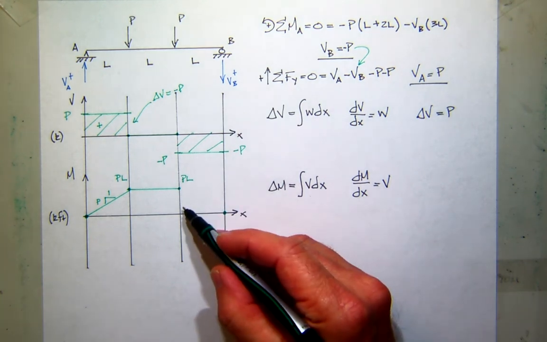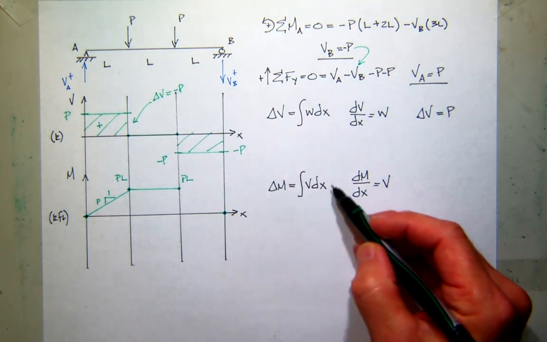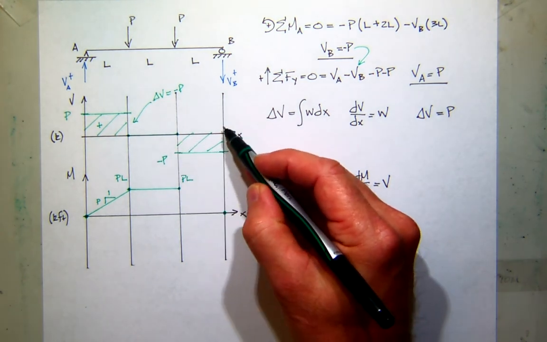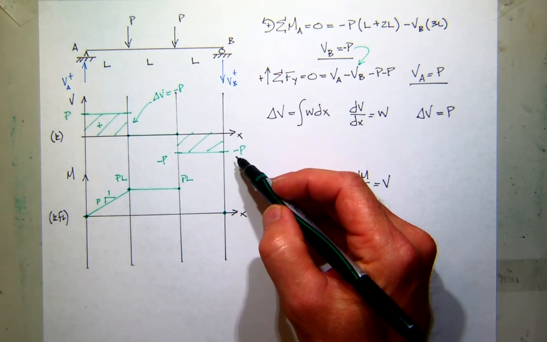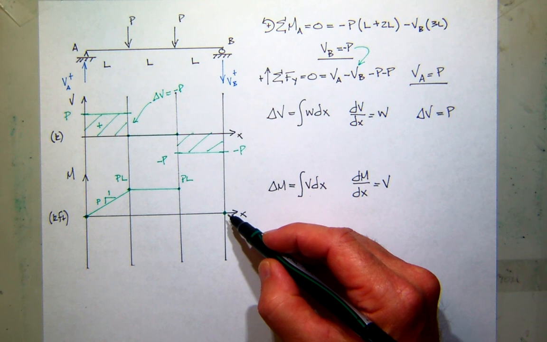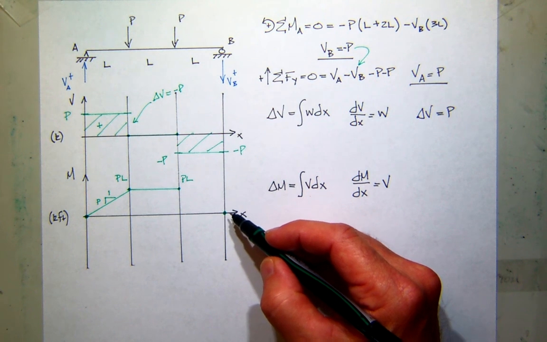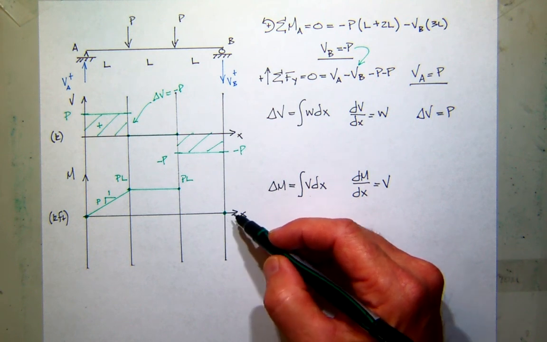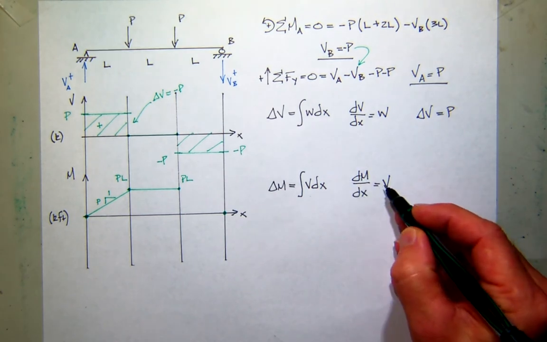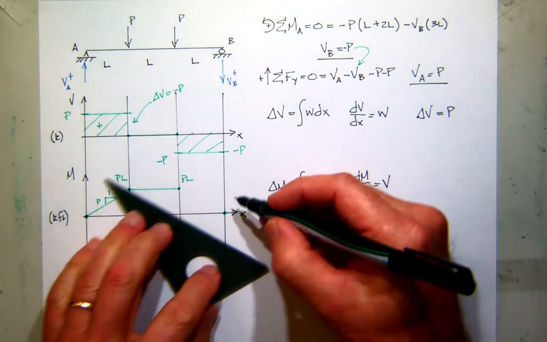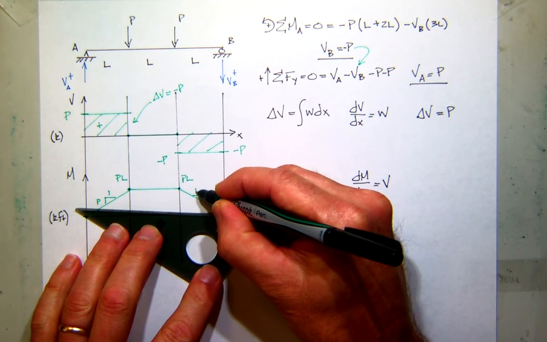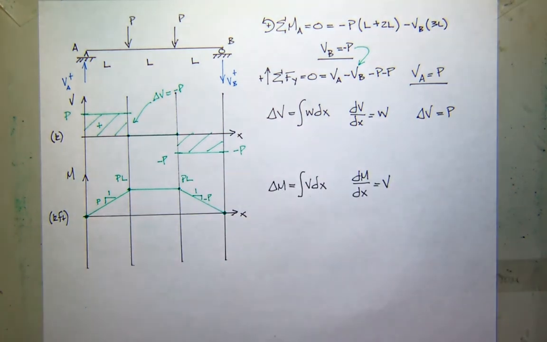What's the change in moment from 2L to L? Well, according to our relationship, it's the area under the shear diagram. What's the area of this part of the shear diagram? Base L times height minus P. Minus PL. PL minus PL. 0. Yay! Google Maps works. We found our way. What's the slope of the moment diagram? The shear, and the shear is minus P, so here's an equation that has a constant negative slope. And there's your moment diagram.